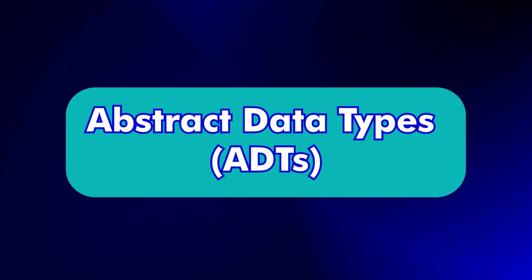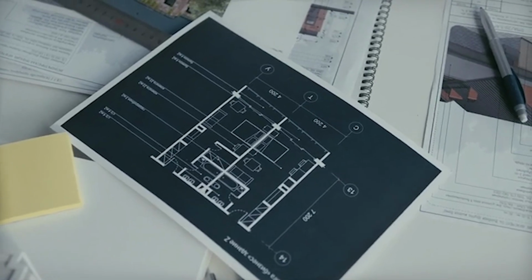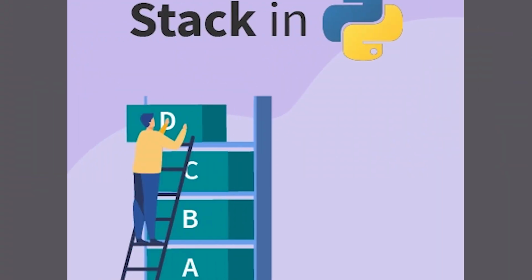Now, let's talk about abstract data types, or ADTs. An abstract data type describes a way of organizing data and the operations you can perform on the data. And you don't have to worry yourself about how it is being implemented. So you can think of it as a blueprint for how data should behave. A great example of this is the stack.